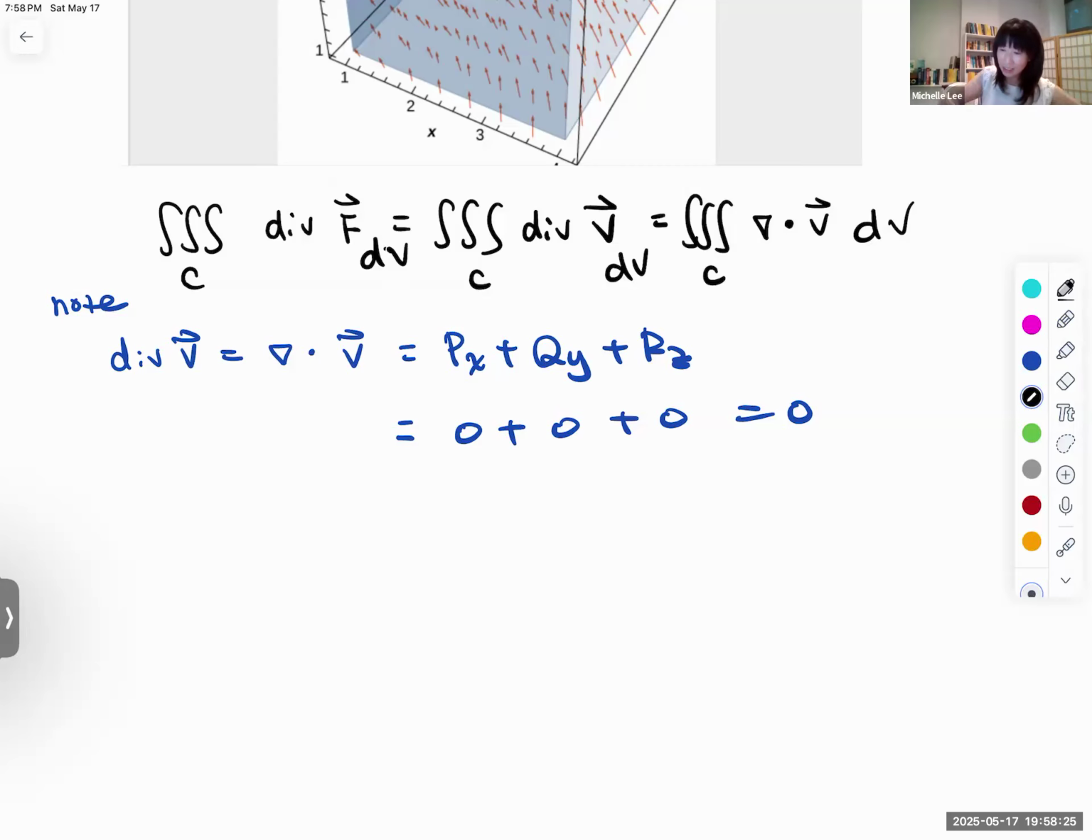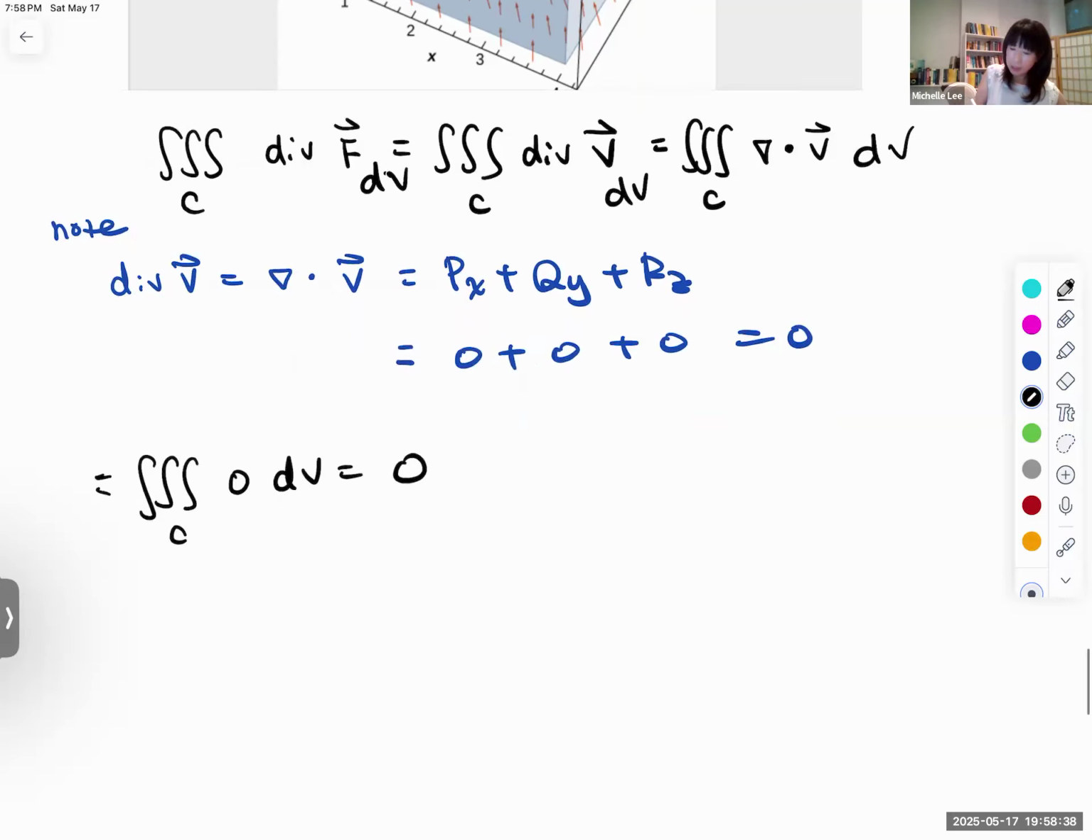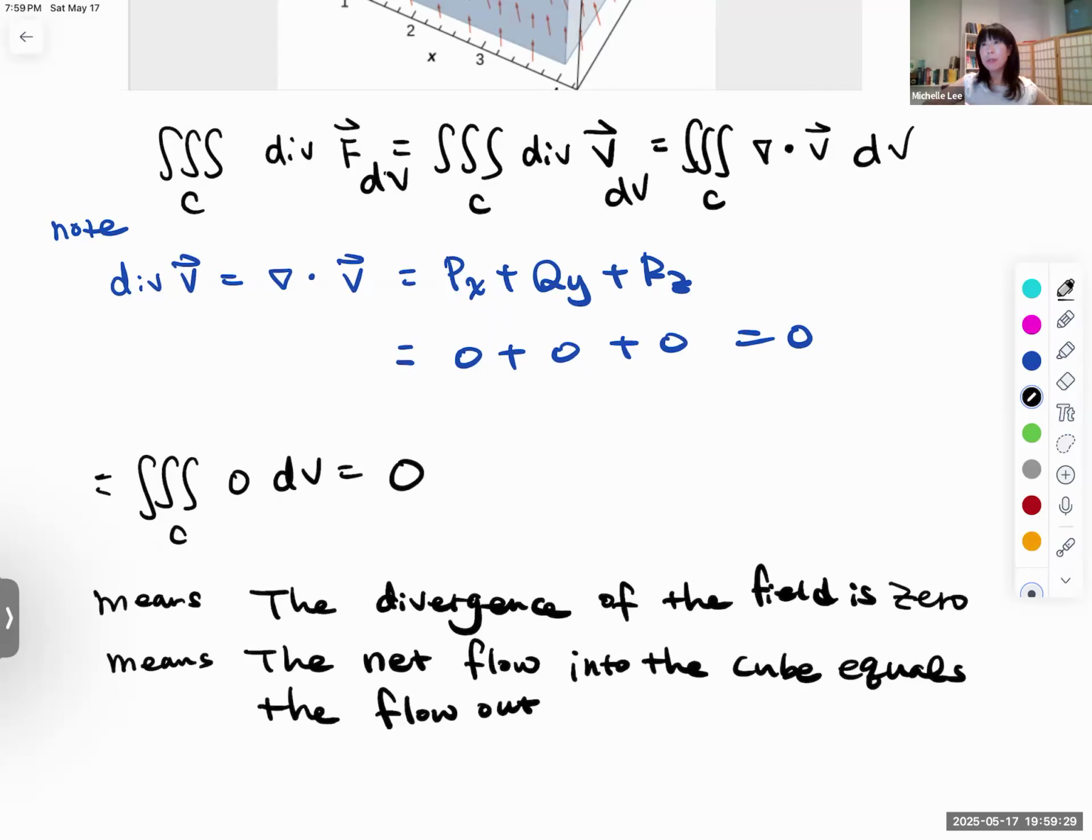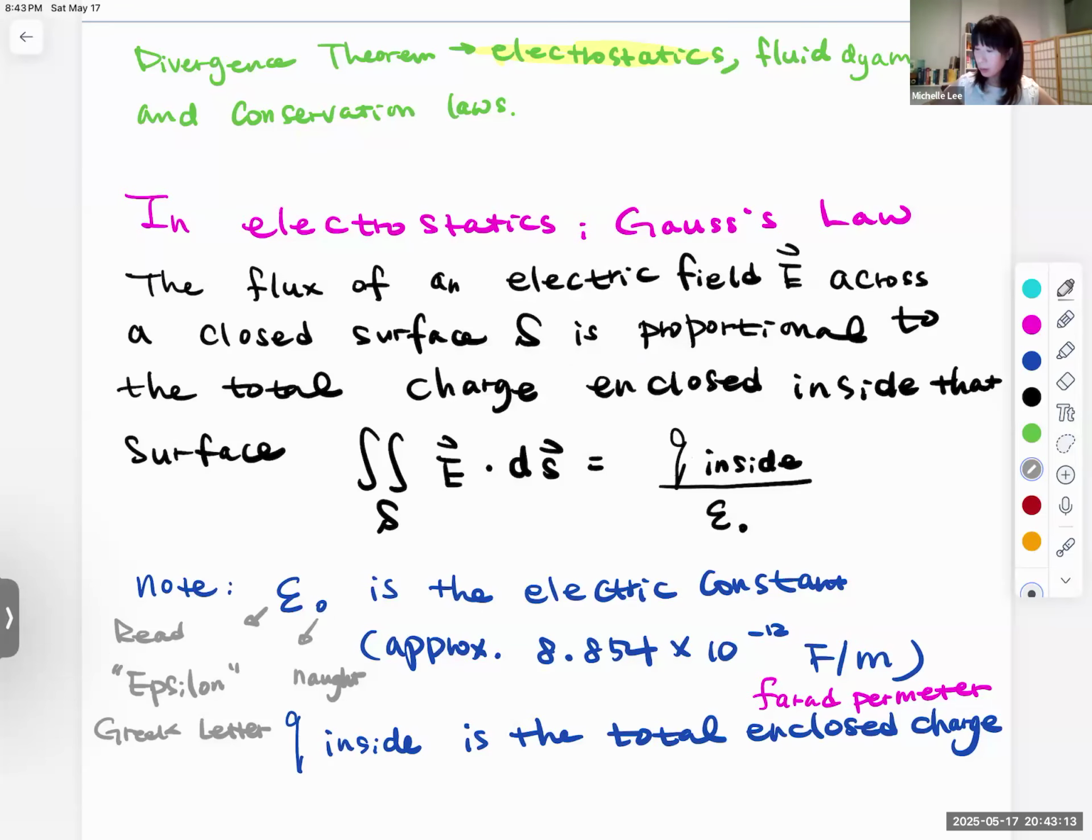V. Yeah. So we have 0, then we get the 0. So what does that mean? We get the 0 volume, right? So in that case, let me write down everything. Okay. So the divergence of the field is 0. That means the net flow into the cube equals the flow out. All right?